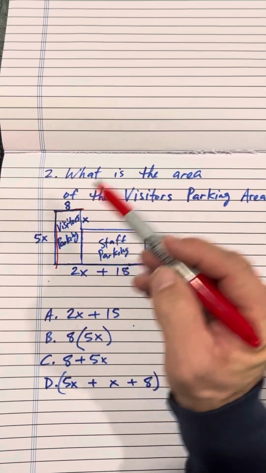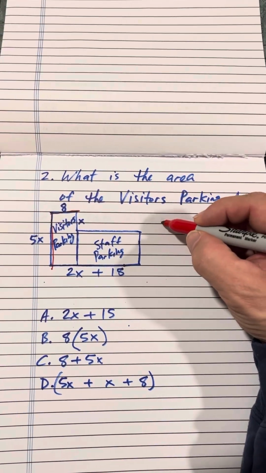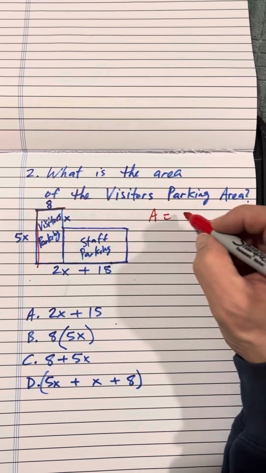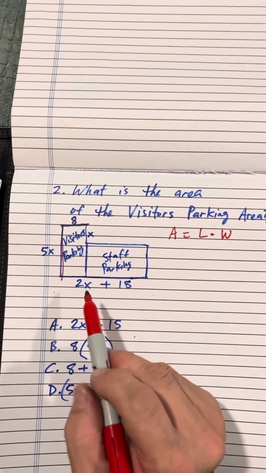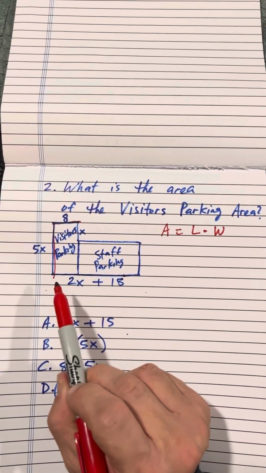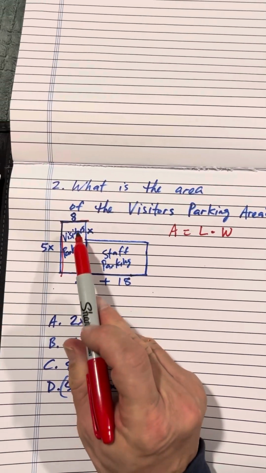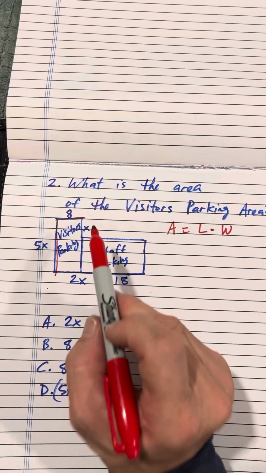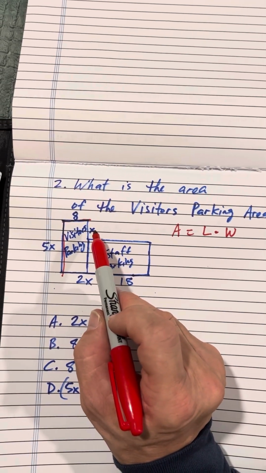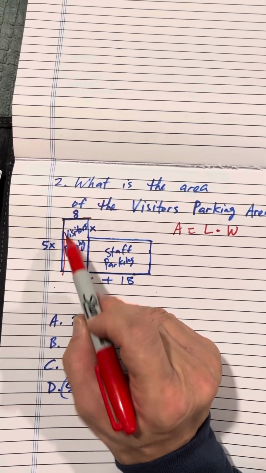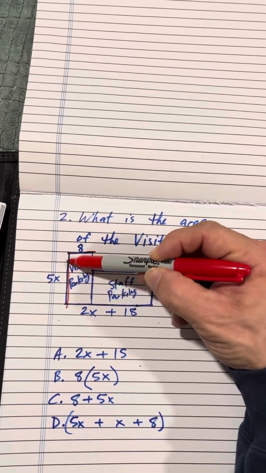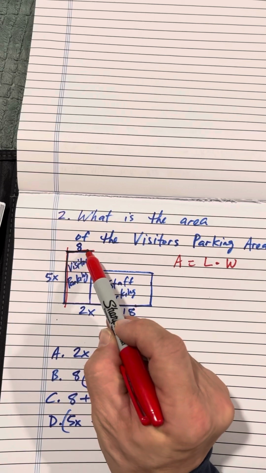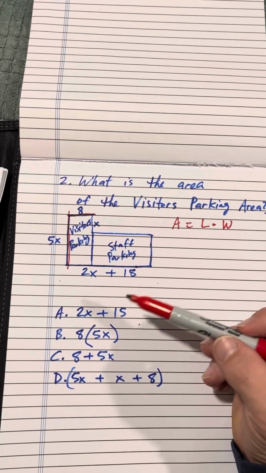We just need those two dimensions because the formula for area is just length times width, right? So we already know this right here really has nothing to do with finding the area of this. This X right here, I don't need that to find the area of this rectangle. I just need two things. I need the length and I need the width, okay? All right, so which one of these shows me that?